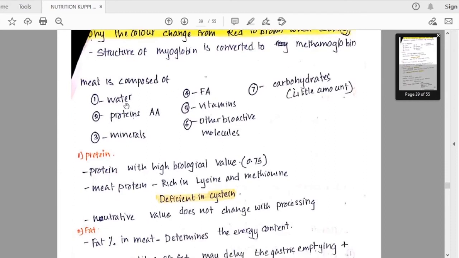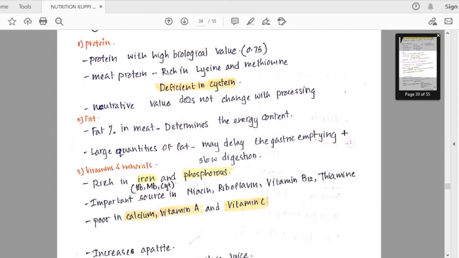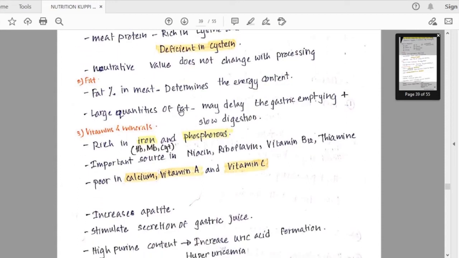Now, meat is composed of fat, water, fatty acids, proteins, vitamins, minerals, and other bioactive molecules. The protein is of very high biological value, 75%, so we can use a lot of the protein. Meat protein is rich in lysine and methionine. It is deficient in cysteine. The nutritive value does not change with processing, so when we process meat, the protein content does not change.